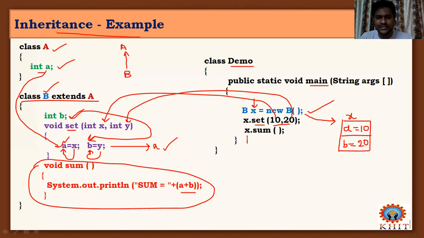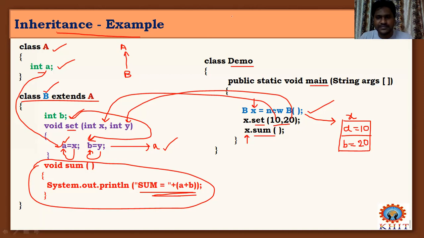And again, I'm using this object X to call the second method defined in the subclass, that is sum. It simply displays the sum of these two values, that is 30. The answer is sum is 30. So what is given here is sum equals A plus B, 10 plus 20, 30. Okay. So shall we go to see the execution part of this one?